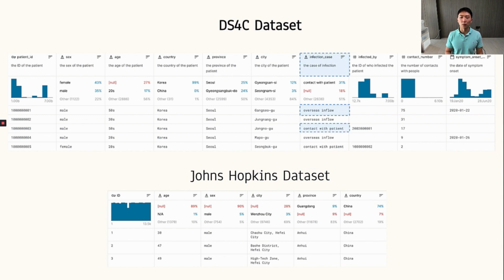The patient in the third row was infected by coming into contact with another patient. And what's amazing is that we're able to identify the specific patient who had spread the disease to the third row patient. If a patient's infection route is contact with another patient, then the second column, appropriately named infected by, specifies the patient ID of the infector. What that implies is we're able to construct a transmission network where each node is a specific patient with a patient ID, and an edge is a transmission from one patient to another.